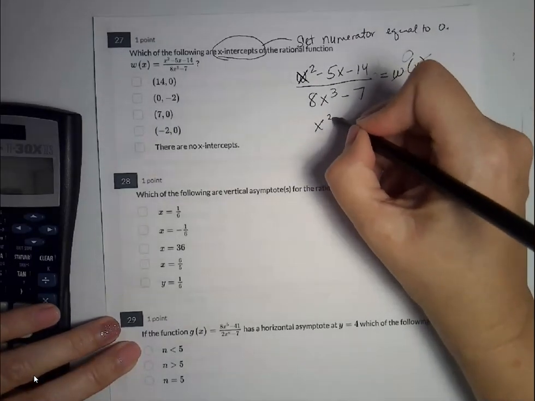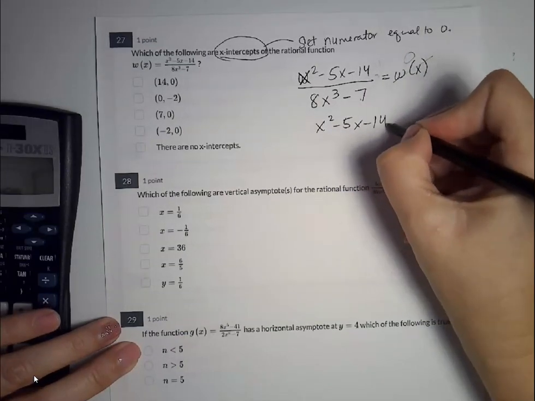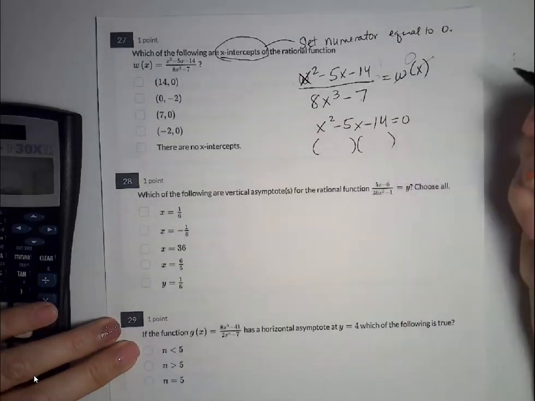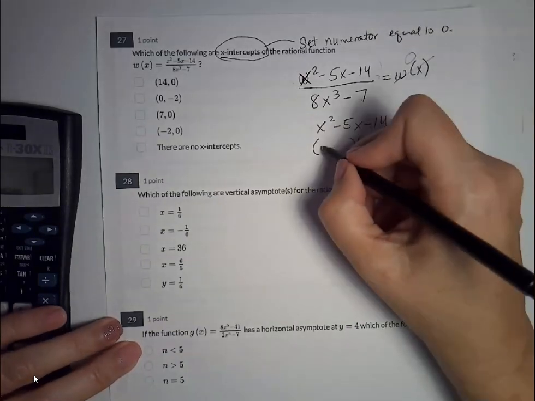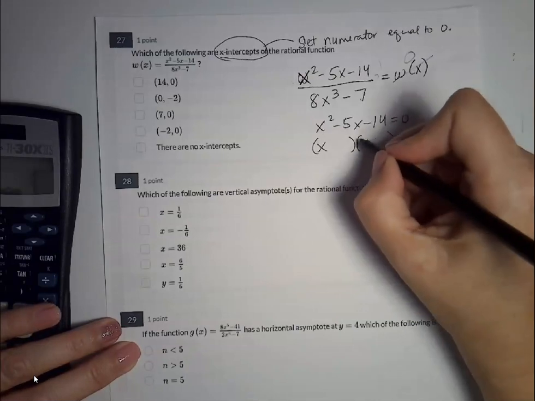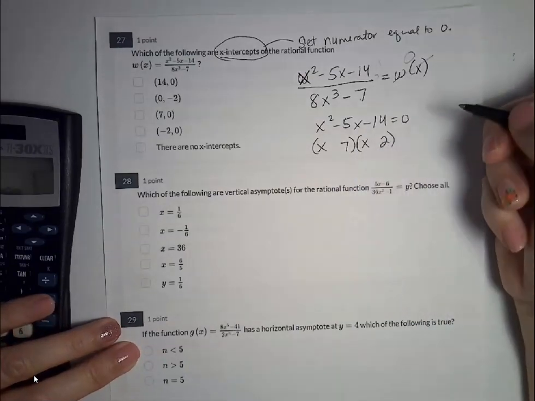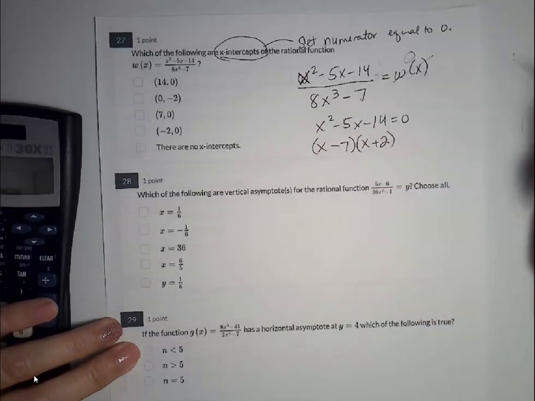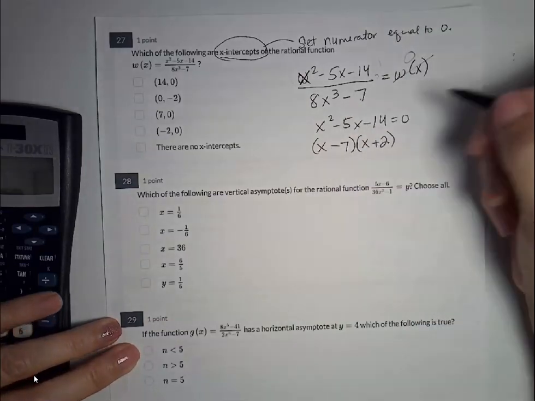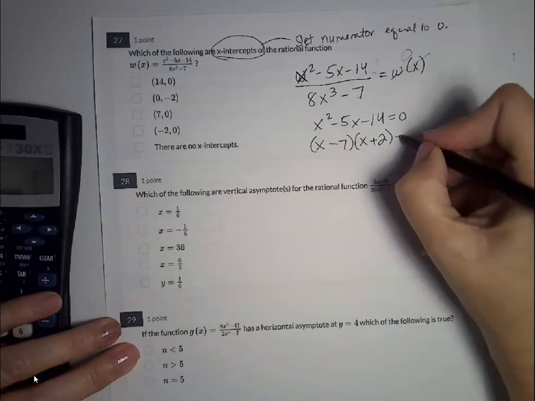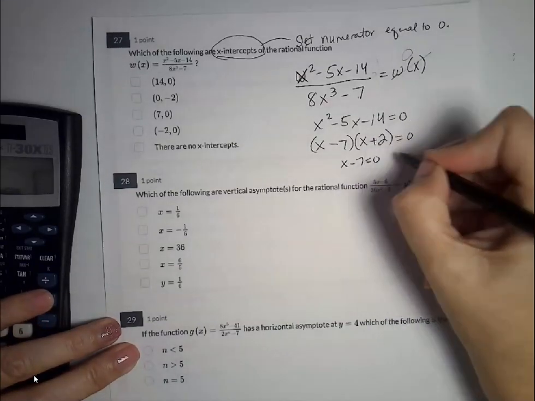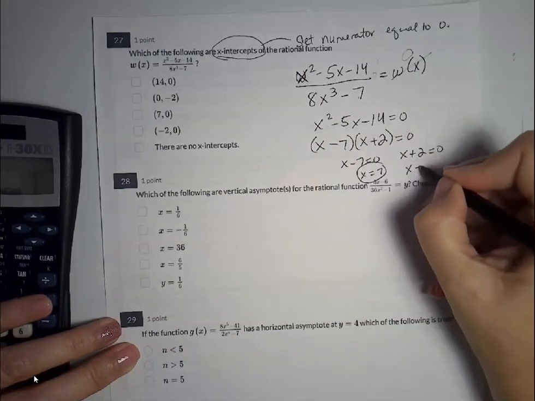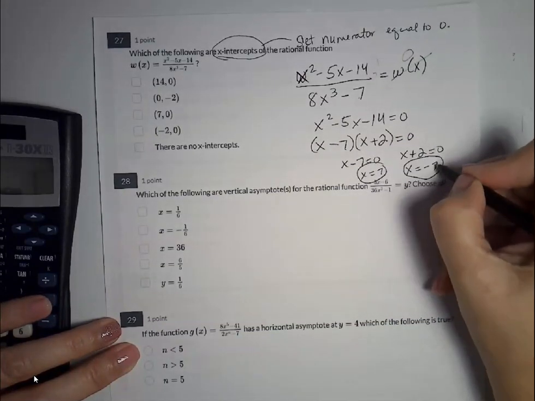So x squared minus 5x minus 14 is equal to 0. Well, I can see that I can factor that. I could use the quadratic formula if I wanted to, but I know that I can factor this. I know that to get 14 is 7 and 2, and that it would be negative 7 plus 2 to give me the negative 5 in the middle. So x minus 7 is equal to 0, and x plus 2 is equal to 0. So x is equal to 7, and x is equal to negative 2.